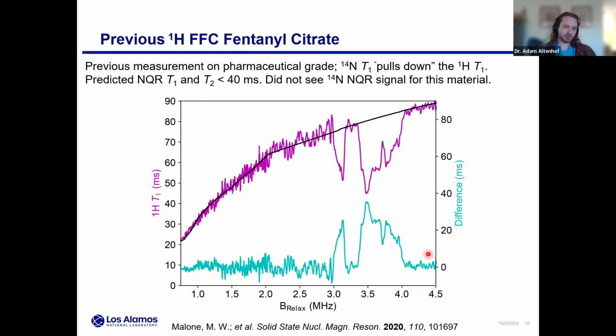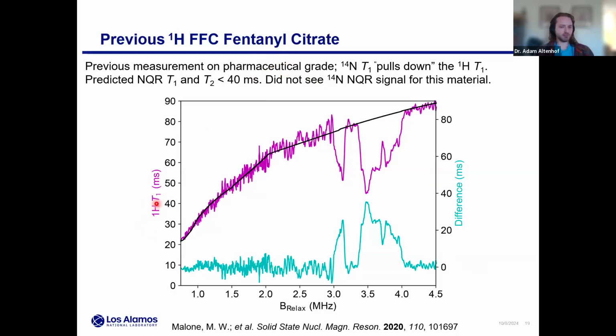So to show another example of this, a lot of this fentanyl detection work started with Michael Malone and Mike Janicki a few years ago. And here in this first paper, they were looking at the pharmaceutical grade of fentanyl, which is fentanyl citrate. So something you might actually find in a hospital.